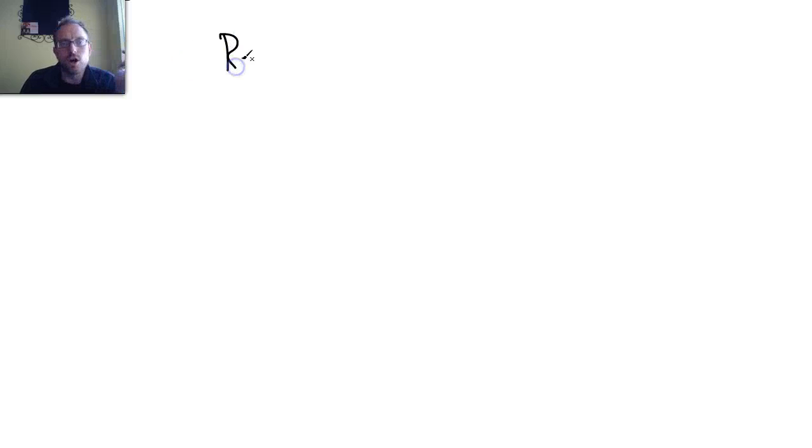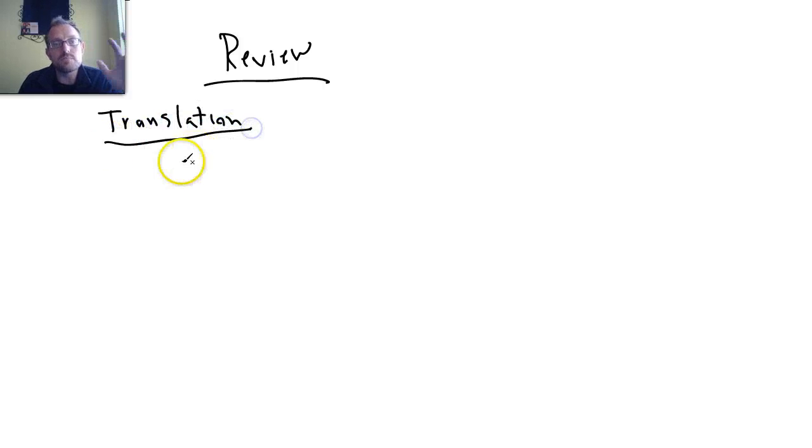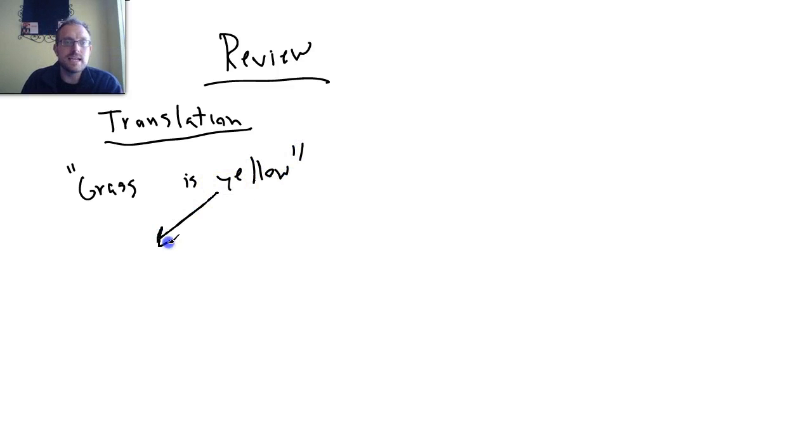But before we get into all of that, let's start off with a brief review of what we looked at in our first lesson. The first thing we looked at was translation. It's similar to propositional logic, but different: when we have a basic statement, for instance, the grass is yellow, we translate this by taking the predicate and capitalizing it, and then taking the subject, making it lowercase, and putting it right afterwards. So we get Yg.